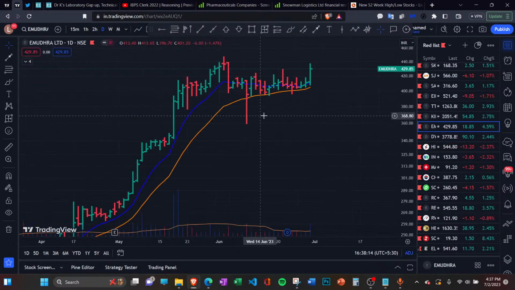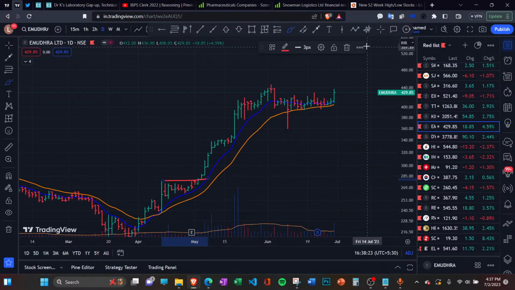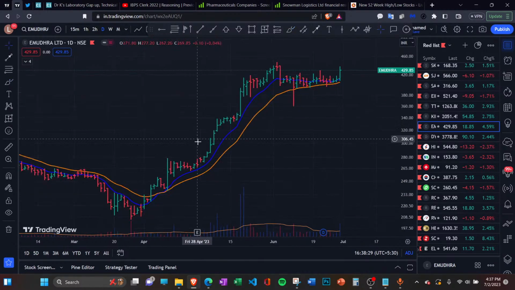Then we have eMudra. Same thing here. After a very sharp up move, see, if you would have been able to enter here or maybe here, because this would have come in my scanner, if I wasn't doing that much hard work a few weeks back, I would have got it. So again, the logic is simple. After this good expansion candle, this formed a narrow range for many days.